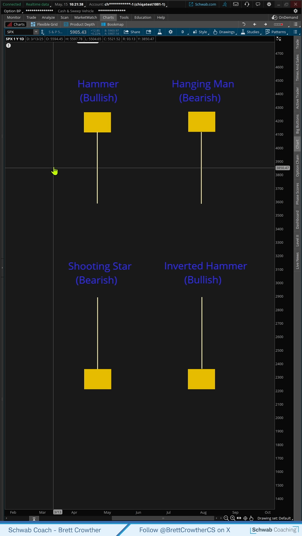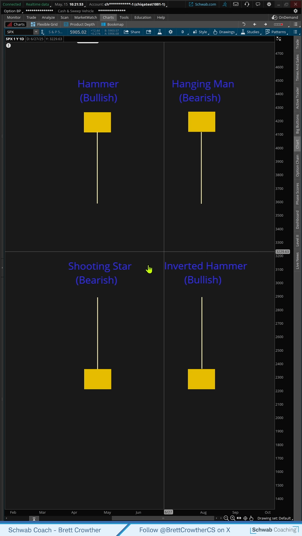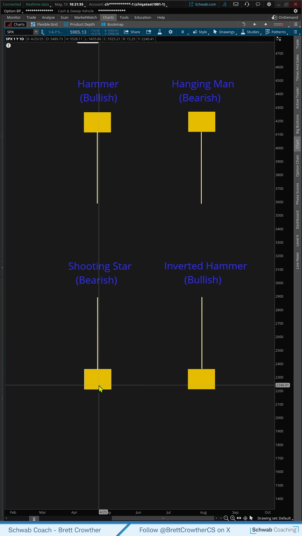So let's take a look at these. Here's a hammer. It's a bullish formation, a small body with a wick twice the length of the body to the downside, and a hanging man, which is a bearish formation, and it looks the same, small body with the wick the same, all right? We have another similar setup with the shooting star, which also has a small body, but this time the wick is to the upside, and an inverted hammer, which is bullish, which is the same setup as the shooting star. And so again, you can see exactly the same formations, but different outcomes, right?